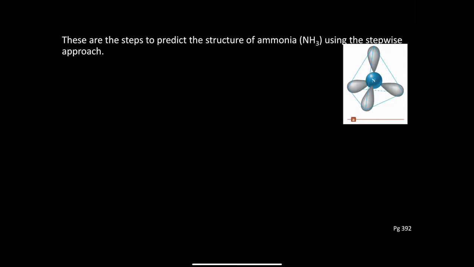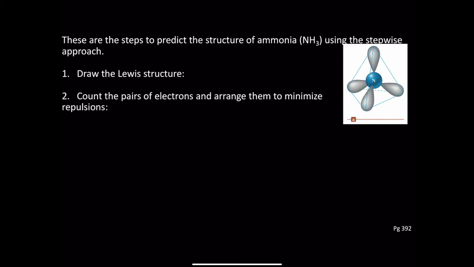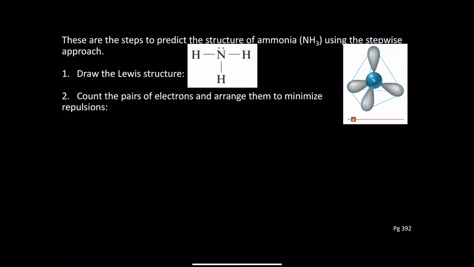So these are the steps to predict the structure of ammonia. Here's one example using these steps. First, we will draw the Lewis structure. The Lewis structure looks like this.